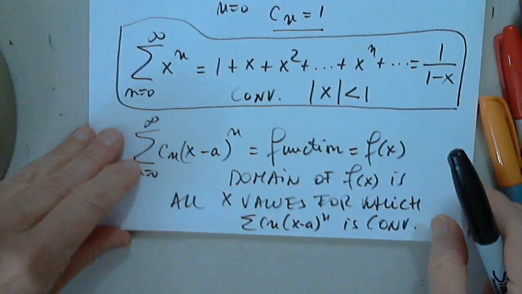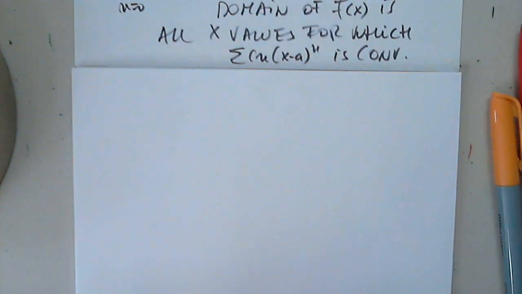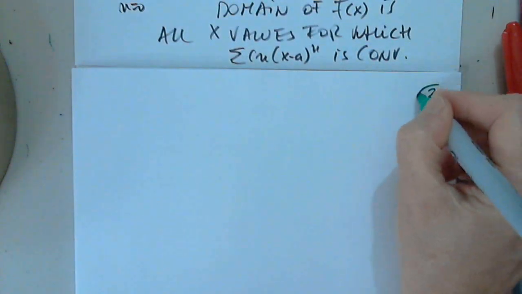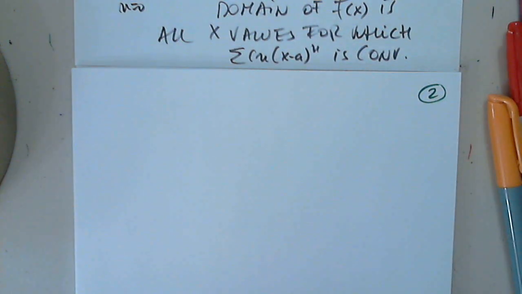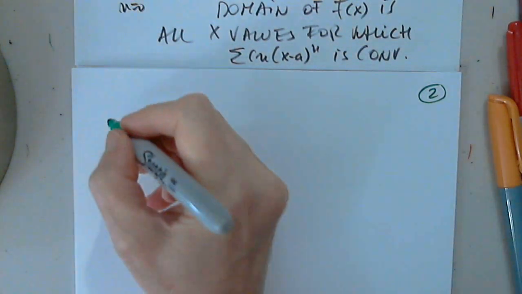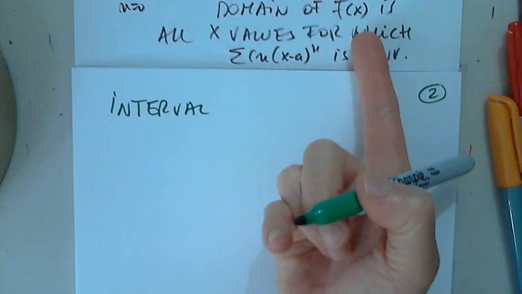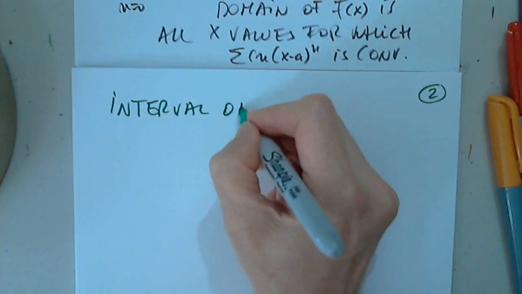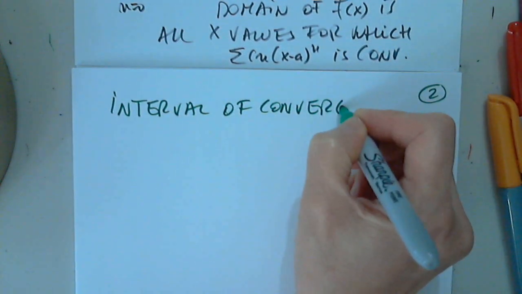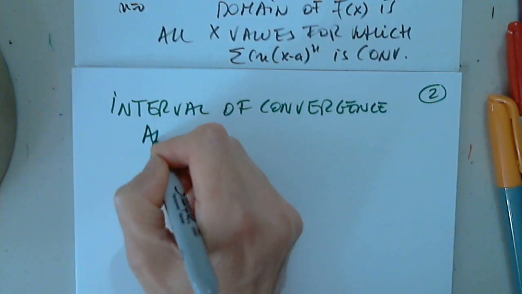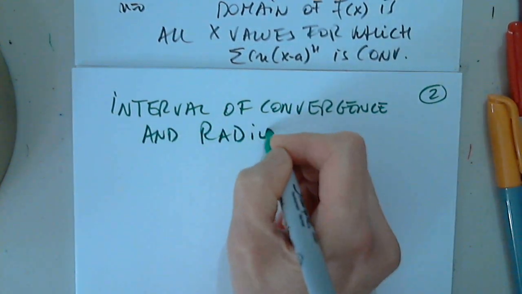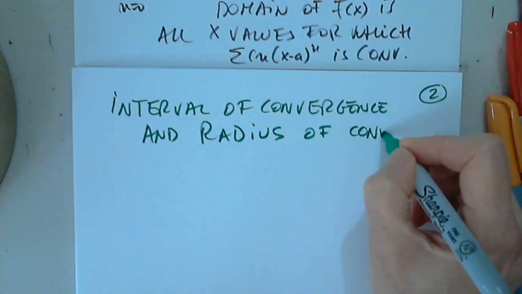Okay, one more thing we need to talk about before we look at examples. And this is my page 2. Something called radius of convergence and interval of convergence. So the interval, the domain if you want, of this function, is the interval of convergence, and also the radius of convergence.